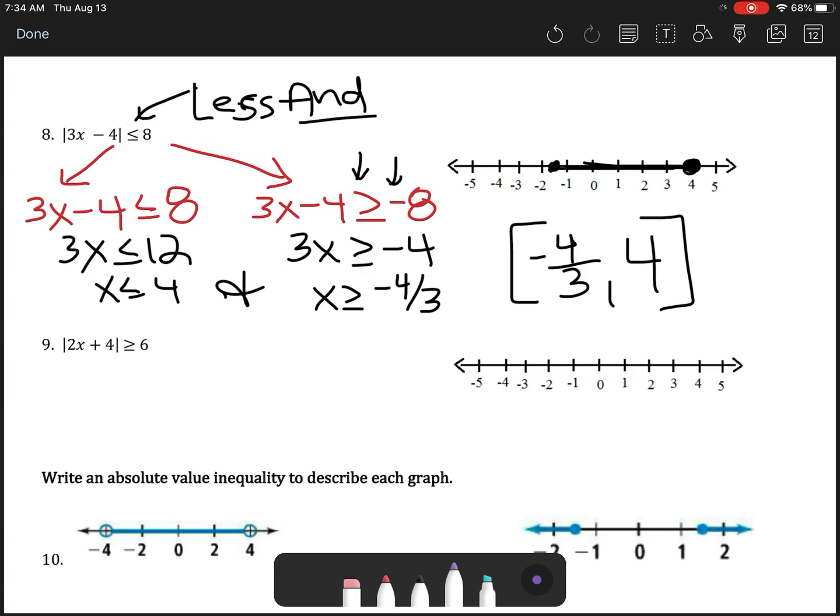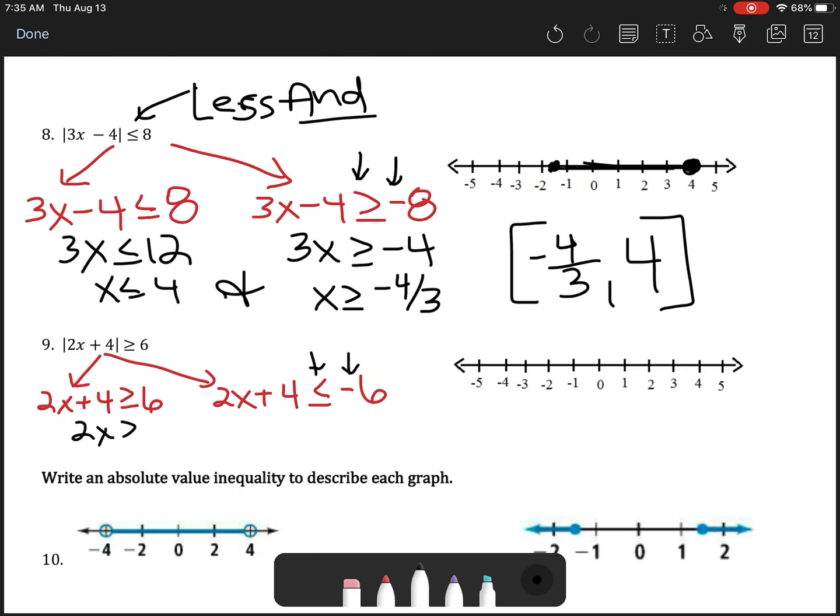Okay, we got one more of these guys. To start this off, we're going to separate those into the two inequalities. We have 2x plus 4 is greater than or equal to 6. Now I need to flip the symbol and flip the sign. So I'm going to have less than or equal to negative 6 for the second inequality. Okay, flip the symbol, flip the sign.